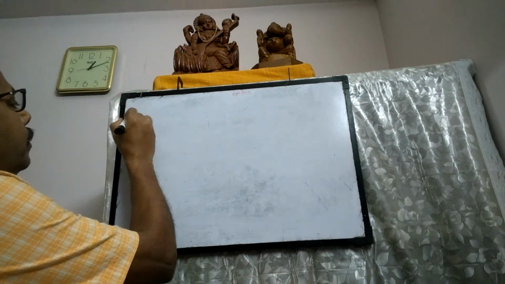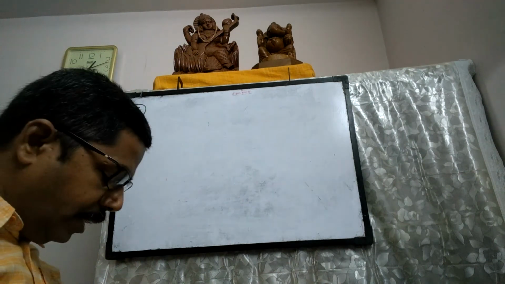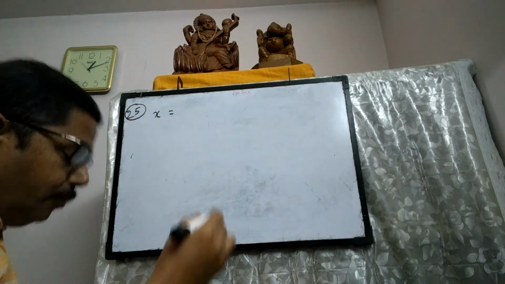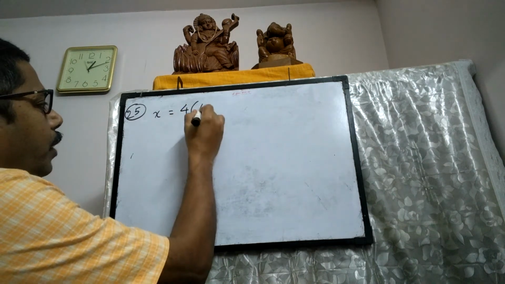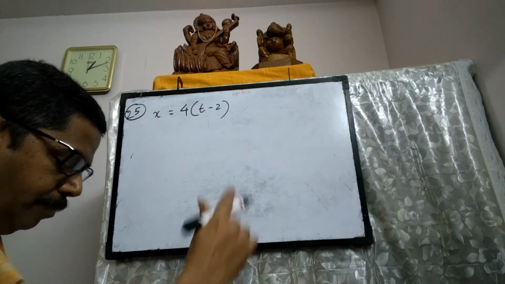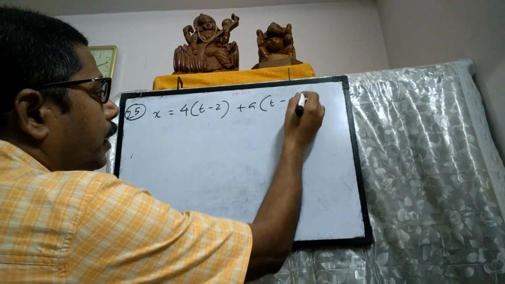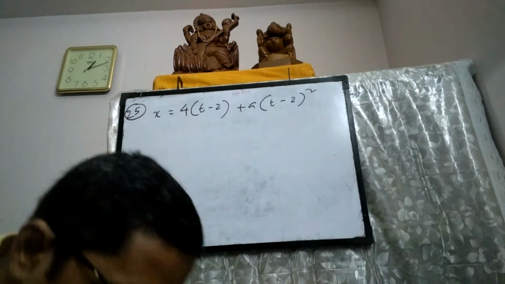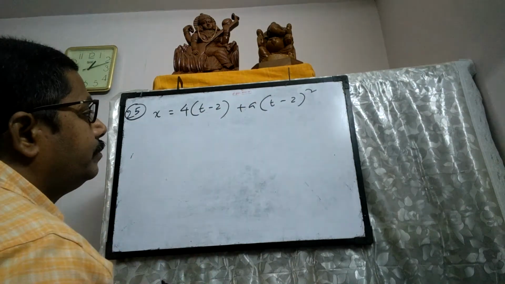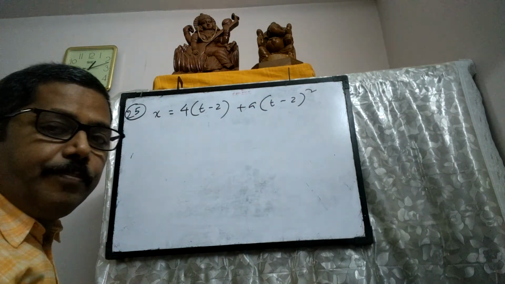See question number 25. You are given x is equal to 4 into (t minus 2) plus a into (t minus 2) whole square. Here a is a constant. It is not acceleration, it is a constant.